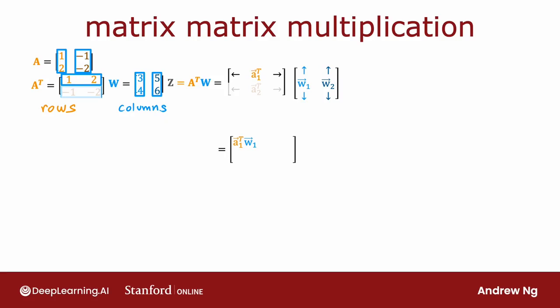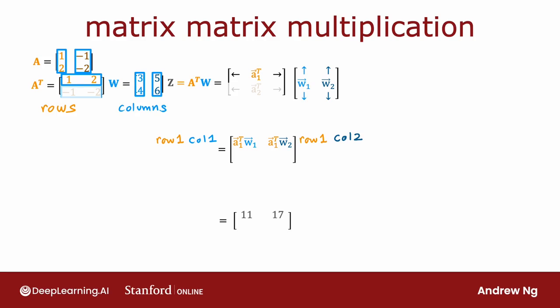You already know how to do that from the previous slide. The first element is 1, 2, inner product or dot product with 3, 4. That ends up being 3 times 1 plus 2 times 4, which is 11. And then the second element is 1, 2, inner product with 5, 6. So that's 5 times 1 plus 6 times 2, which is 5 plus 12, which is 17. So that gives you the first row of Z equals A transpose W. All we've done is take A1 transpose and multiply that by W. That's exactly what we did on the previous slide.